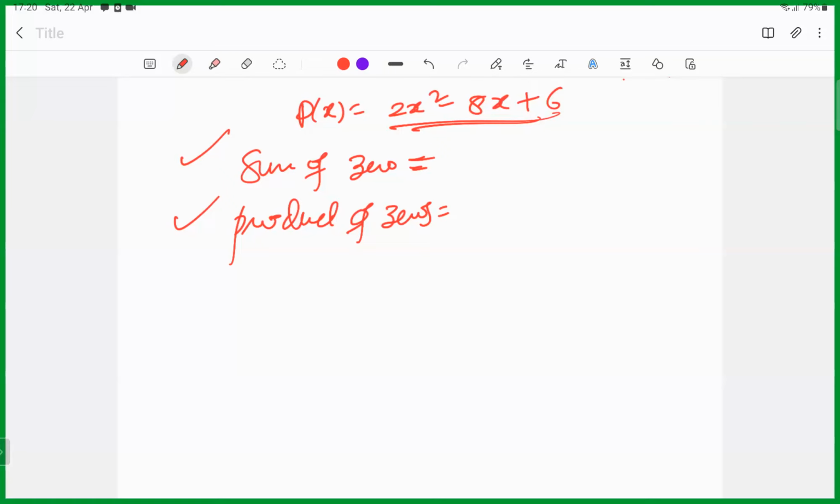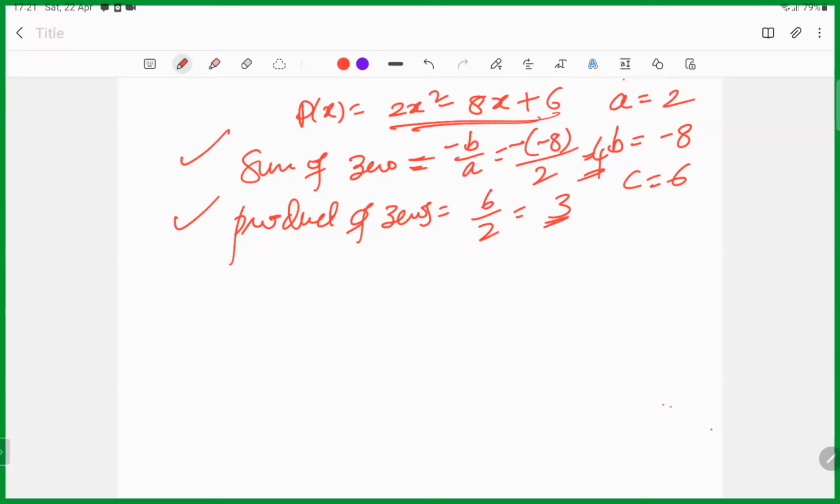Sir, we have just derived it, right? Alpha plus beta is equal to minus b by a. So what is a here? 2, just a coefficient. b is minus 8, c is 6. So here the sum is nothing but minus b by a, minus 8 by 2, minus 4... sorry, 4, sir. Product is c by a, 6 by 2, 3. Yes, sir.